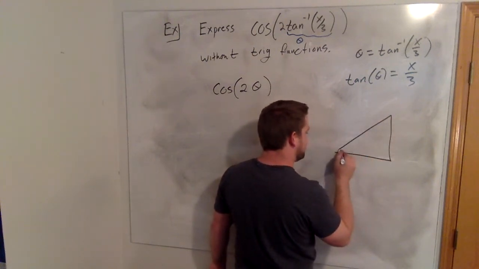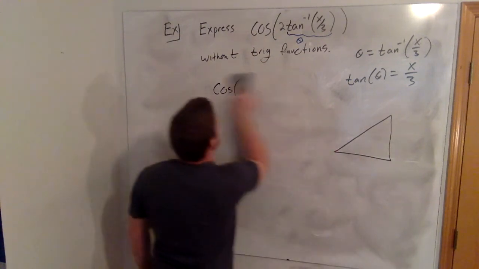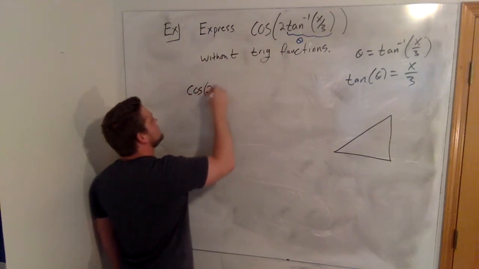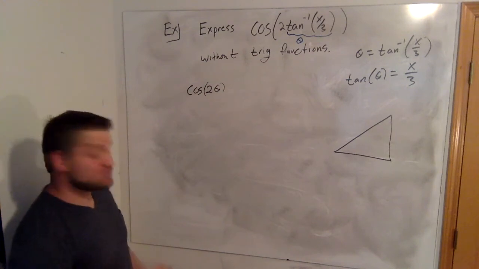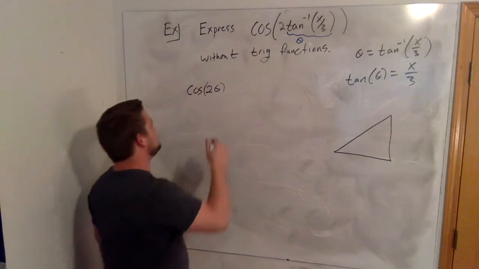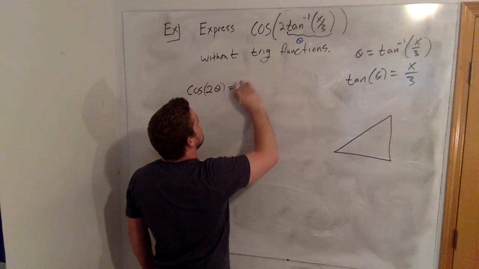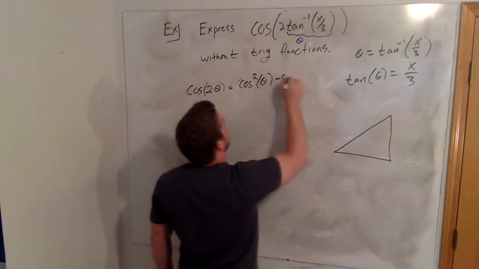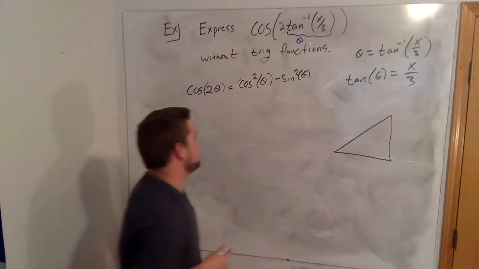Why do we need to draw a triangle here? Well, thinking about the three different formulas for the double angle formula of cosine, I need to know either what sine of theta is or cosine of theta is. Which formula you use here is completely up to you. Let's do the one with both of them: cosine squared of theta minus sine squared of theta. If we're already drawing a triangle, it's pretty easy to figure out both of these.